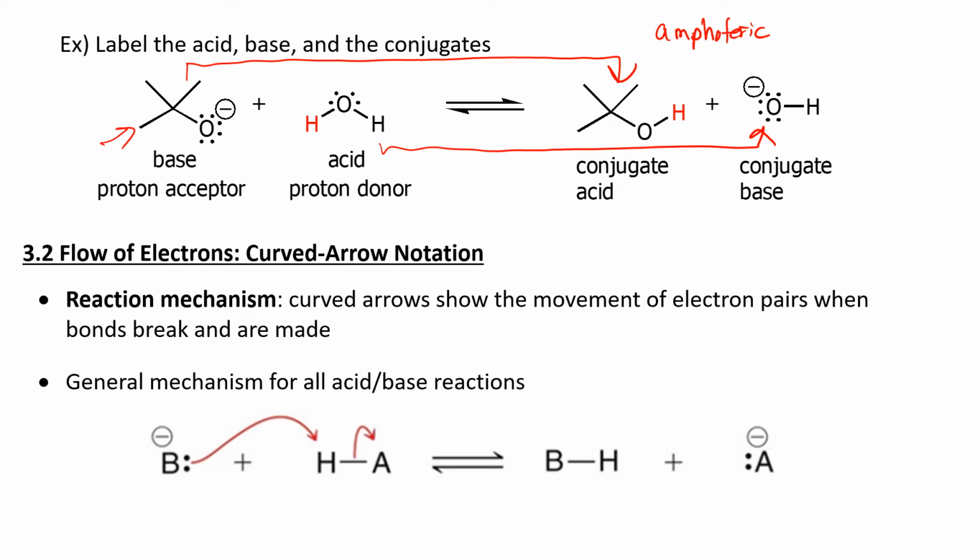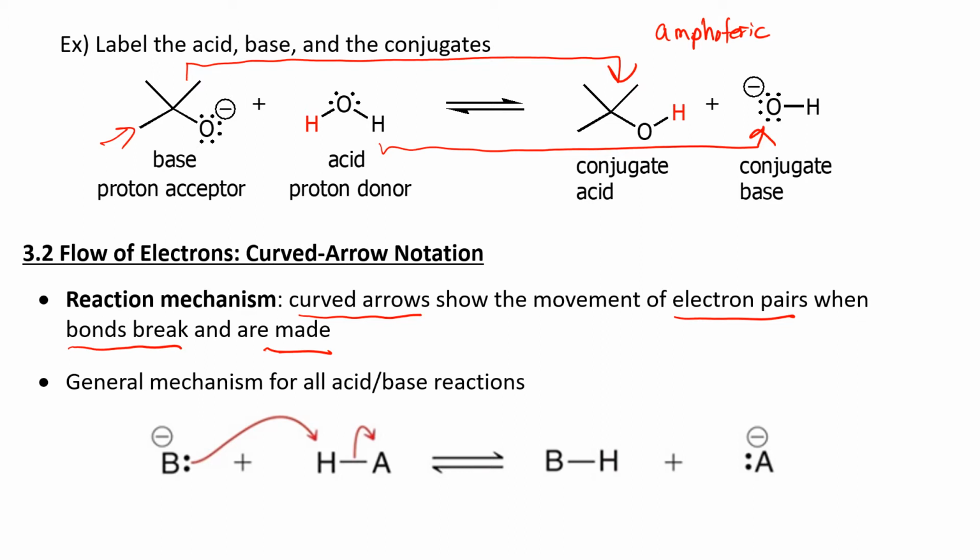The next section deals with the curved arrow notation, or the mechanism for acid-base reactions. They're always the same. It's extremely important that you learn how to draw these two arrows correctly. So we're going to go through each of the steps. A reaction mechanism simply shows the curved arrows, which represent the movement of electron pairs, very similar to the resonance arrows that we were drawing. However, this is different because we're making and breaking bonds. All right, so the general mechanism for all acid-base reactions.